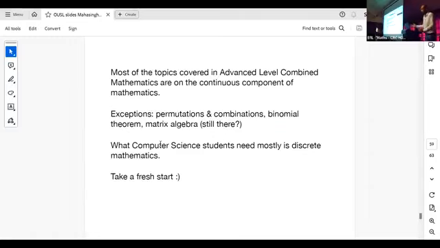There are some sections like permutations and combinations. Well, I was thinking, is that all? Yeah, binomial theorem, matrix algebra. That's all I could find because I was making the slides, just thinking of the advanced level curriculum. So very few elements. So don't think that they are superior and you are inferior. No, it is not the case.